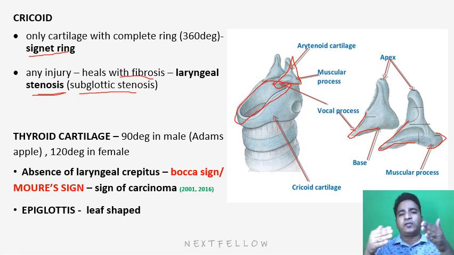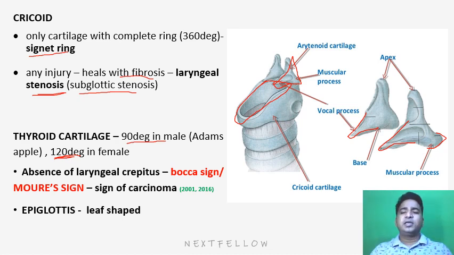So this is because of the angulation in the thyroid cartilage, or we can say angulation at the level of the thyroid notch, which is 90° in the male, responsible for forming Adam's apple, whereas in the female it is 120°. Now there is an important sign which is known as Boca's sign or Mure's sign.